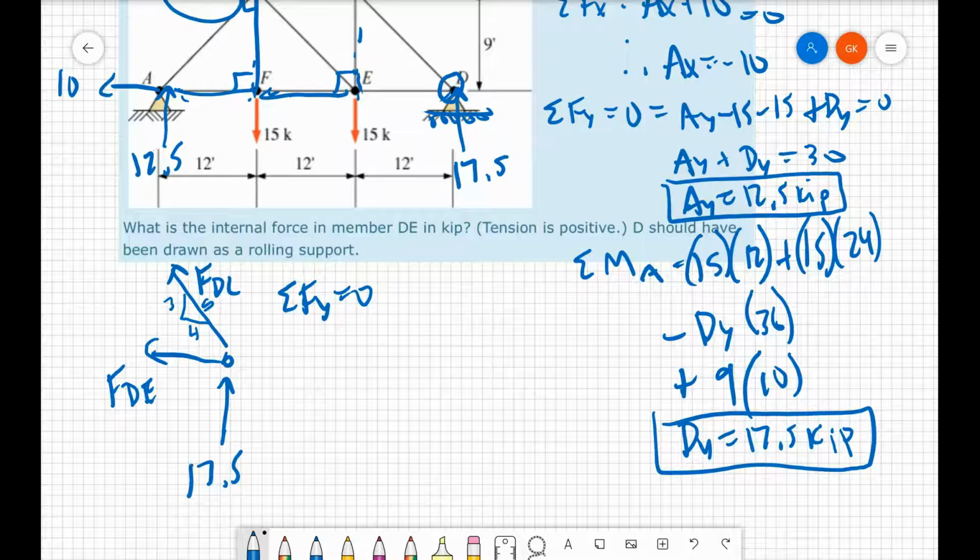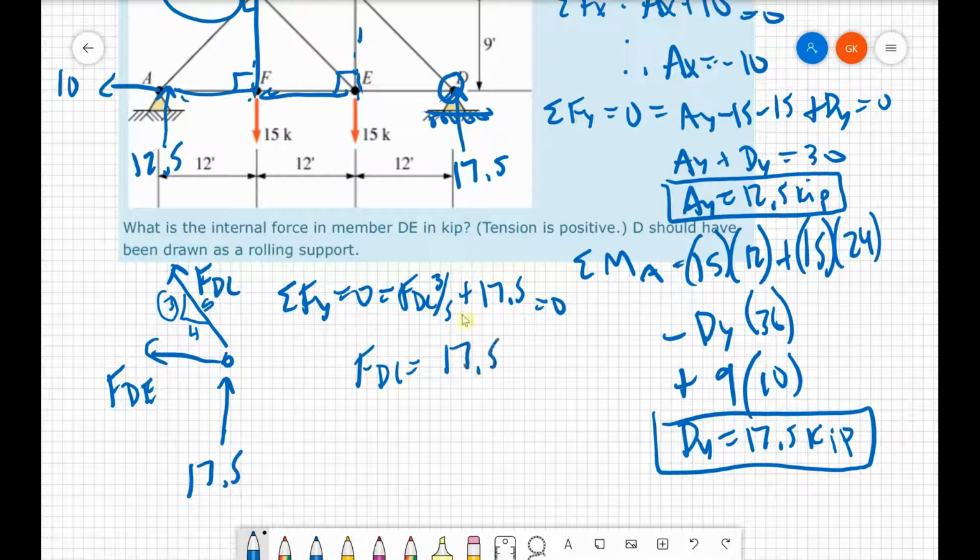So it's going to be equal to 0, and it's going to be equal to FDC times the vertical component, so the 3 here, over the 5, plus 17.5. As you can see, I have a little bit of an issue here, in that I drew my force in the wrong direction. That's okay though. So FDC is going to be equal to 17.5 times 5 over 3.